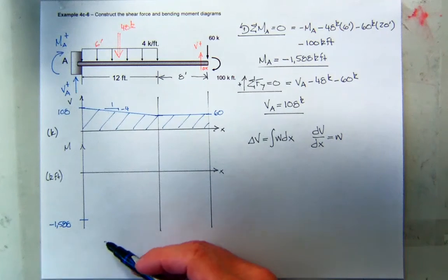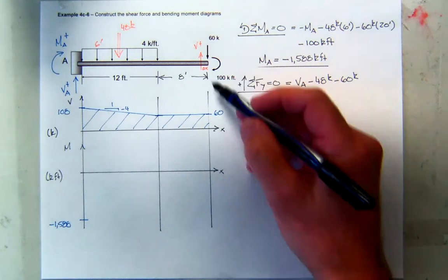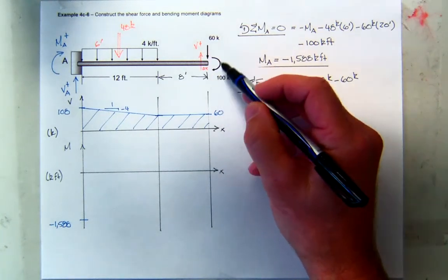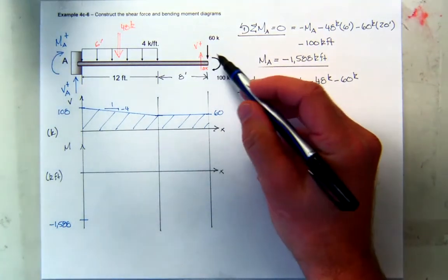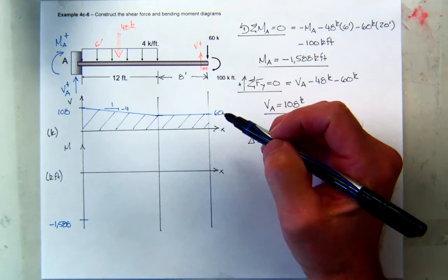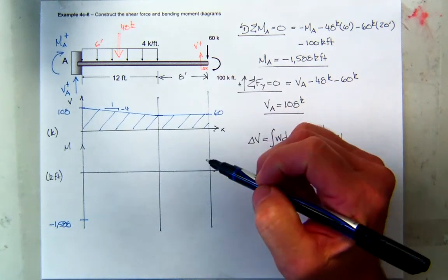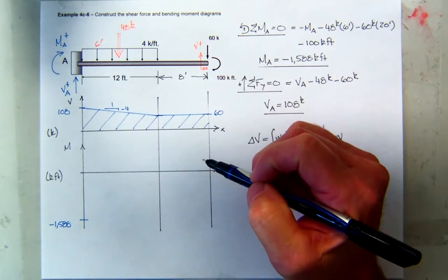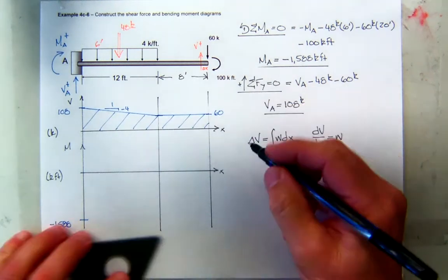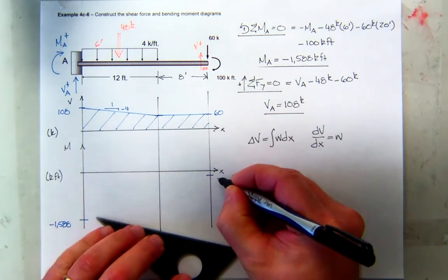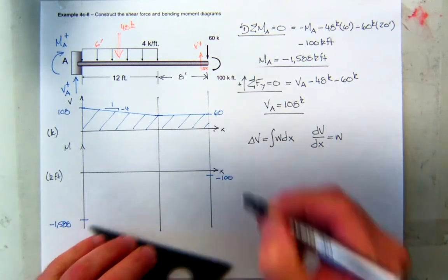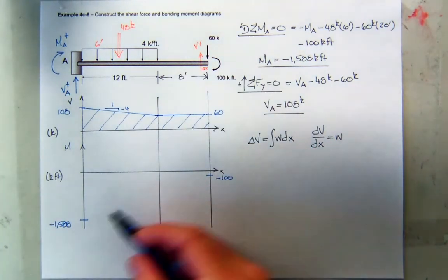Do we know the bending moment anywhere else? What's the bending moment out here at the free end? What kind of bending moment is that? Positive or negative? Negative. That's a negative bending moment. So that means we're going to hit negative what? 100. So there's my starting point, there's my ending point.